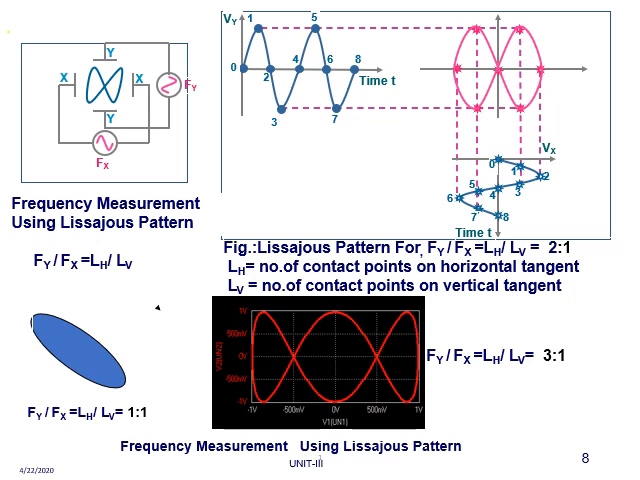In the next figure, LH is 3 and LV is 1. So fy upon fx is equal to LH upon LV, that is equal to 3 by 1. In the figure of the ellipse, the LH upon LV ratio will be 1 by 1. So in this way we can calculate the unknown frequency. Here in the figure it is already shown that two sinusoidal voltages are given to x and y plates. In the corner figure it is shown. Now the next application will be discussed in the next slide.